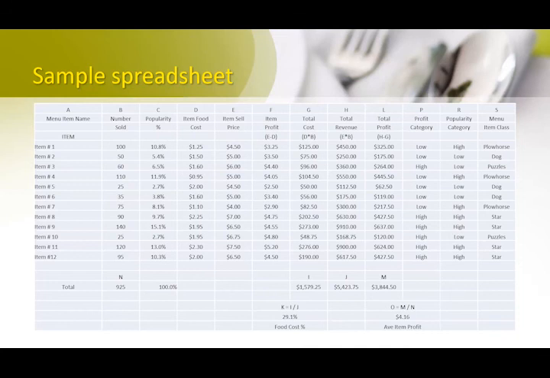Once all these numbers are clarified, what we come to know is the profitability of the product as well as the popularity of the product. Once these are identified, we can categorize these items into horses, dogs, puzzles, or stars. Every organization uses these spreadsheets to categorize their items in the four categories of popularity and profitability so as to make their menu more profitable.